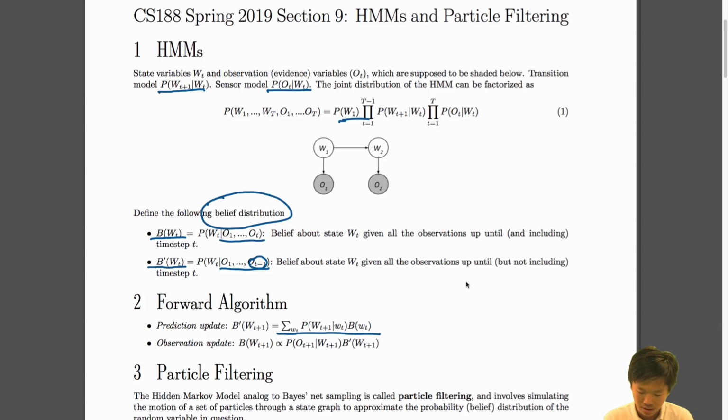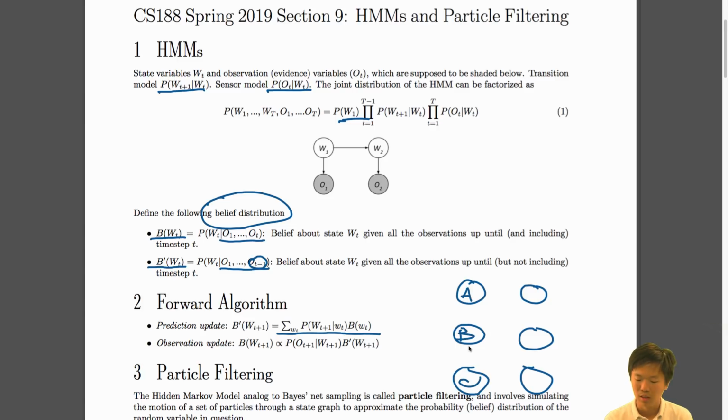This formula can be visualized in the following way. Let's say that you have 3 possible values for both W_t and W_{t+1}.